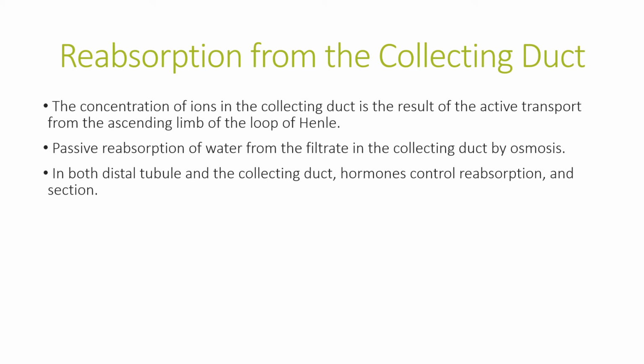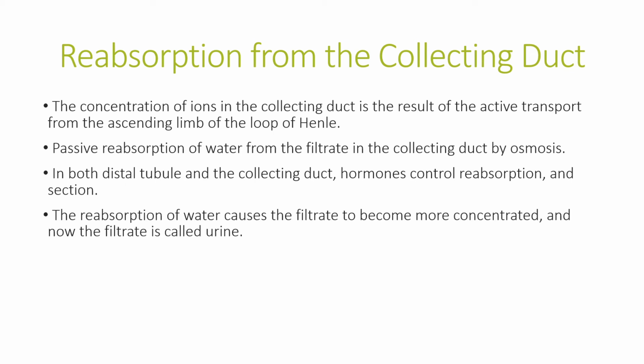Also, in both the collecting duct and the distal tubule, hormones control reabsorption and secretion. The reabsorption of water in the collecting duct causes the filtrate to become about 4 times as concentrated by the time it exits the duct. By the end, this filtrate is now called urine.